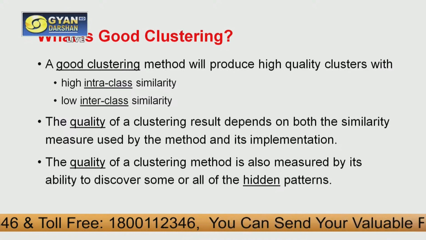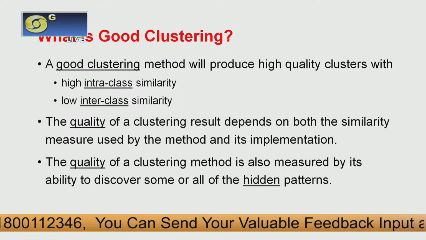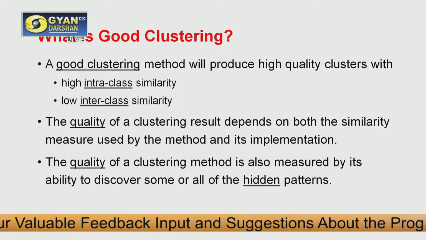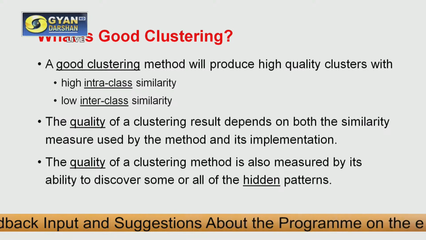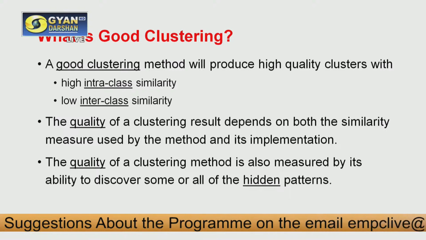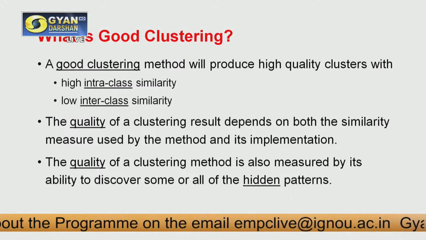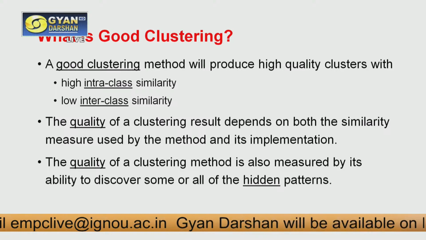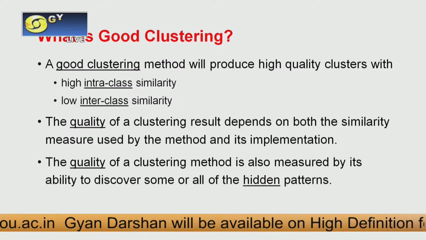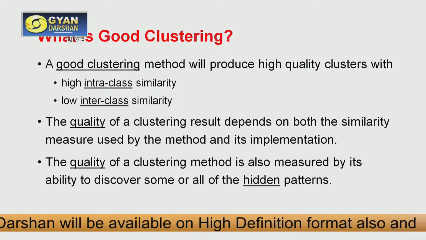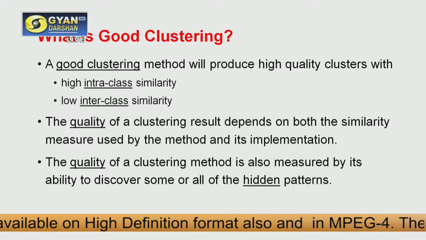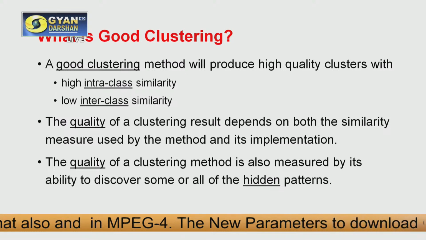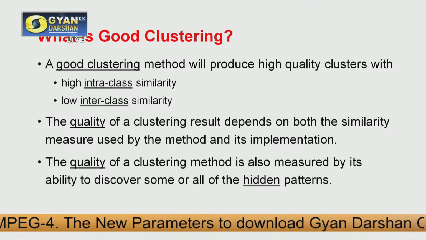When I say high intra-class, intra-class is within. That means I have formed the clusters, and inside those clusters, how closely they are related. That means the similarity should be very high. They should be very, very close to each other, right? And when I say low inter-class similarity, that means between. Inter basically means between. That means between the different clusters, it should have low inter-class similarity. That means they should be very, very far apart.